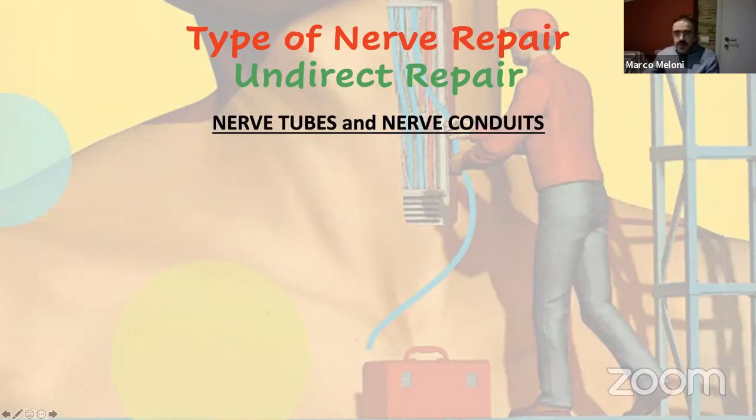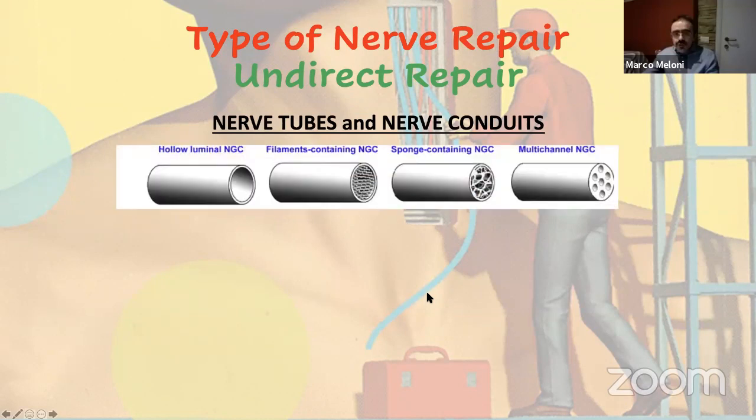Another solution is to use the nerve tube and nerve conduit. Nerve tube and nerve conduit are materials that consist of hollow luminal or filament-containing, sponge-containing, multi-channel structures. They give a route to the regrowing axonal fibers to find their target, the distal stump of the nerve.